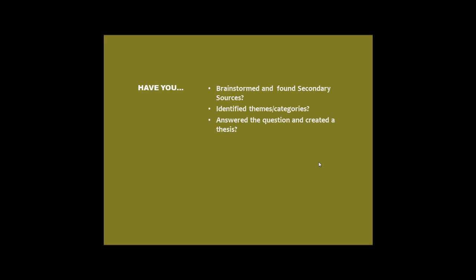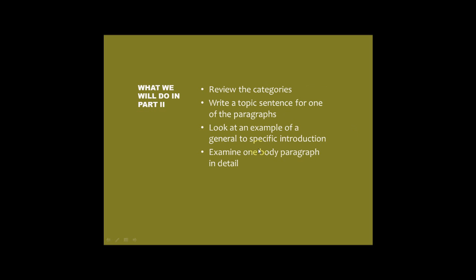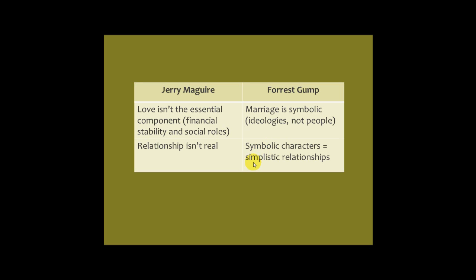And as much as that thesis can still change, we need to have that thesis to guide all the things we're going to do. So again, we'll start with the premise that we've gone past these stages and we're now officially in part 2. So we'll review our categories briefly. We'll try to write a topic sentence for one of these paragraphs. We'll look at an example of a general to specific introduction, and we'll examine one body paragraph in a little bit of detail. So let's imagine that we're working with these two films, Jerry Maguire and Forrest Gump.